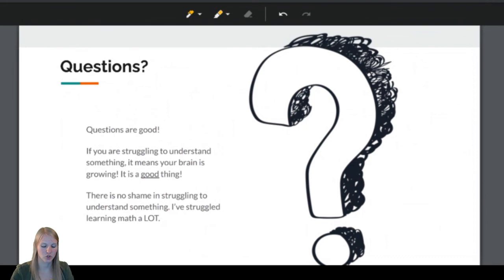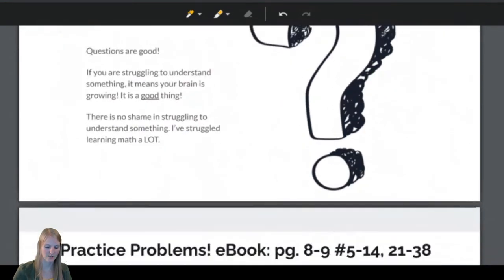It's good to try hard to understand something. And it makes it all the more rewarding when you finally understand it. So if you have questions, please ask them. If you're scared to ask your teacher, you can always email me. You can always ask me. I love questions. So, yeah, ask questions if you have them.